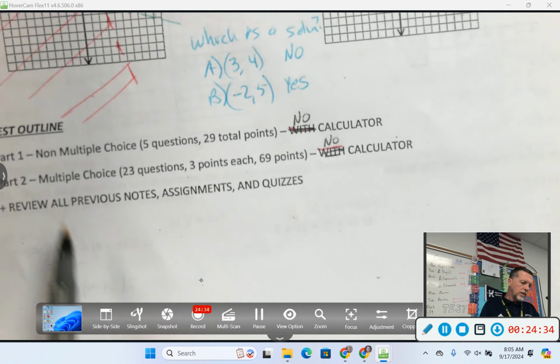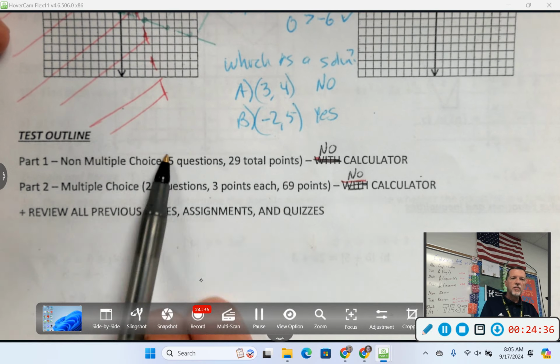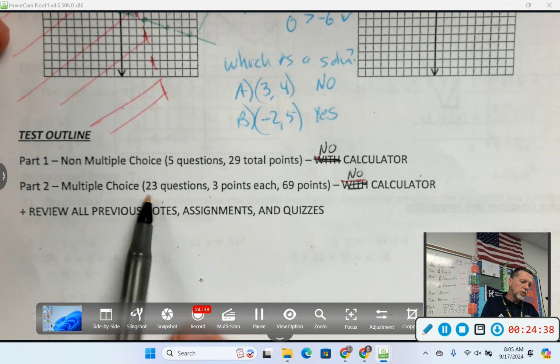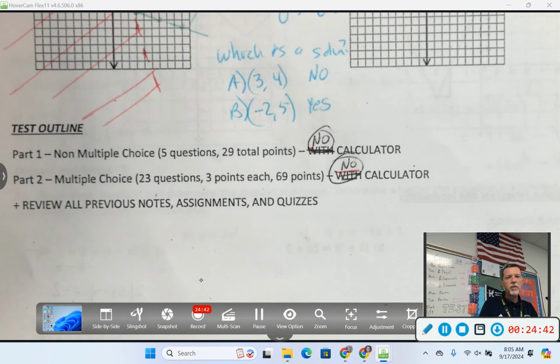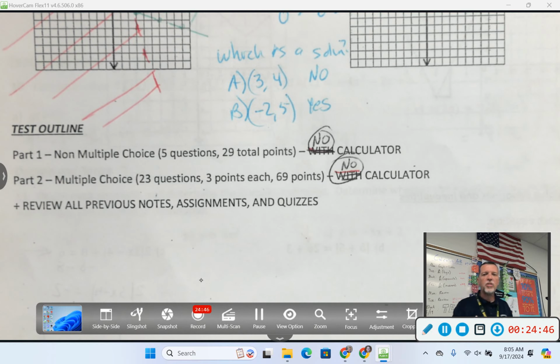Okay, reminder: 2 parts, 5 free response, 23 multiple choice, all without a calculator. So there's a couple of those matrix equations, but those are set up but do not solve situations.